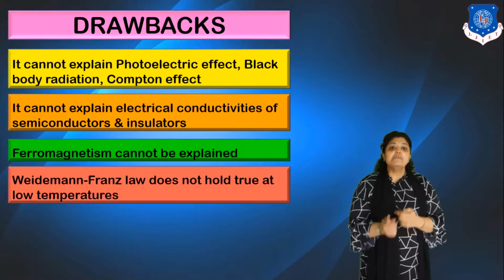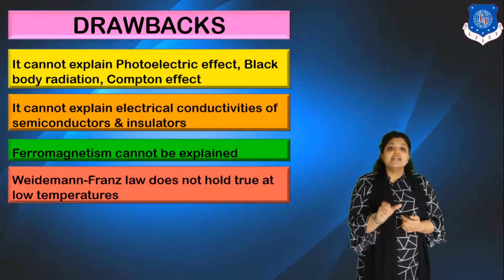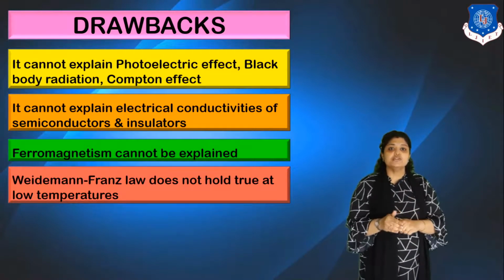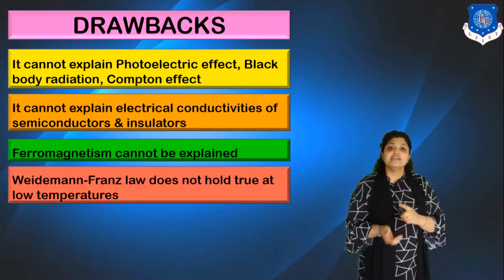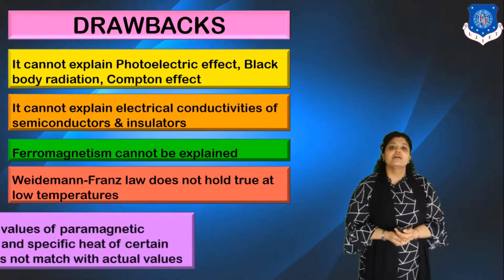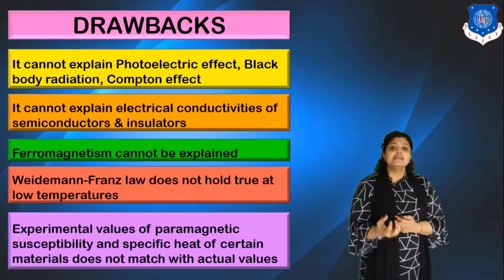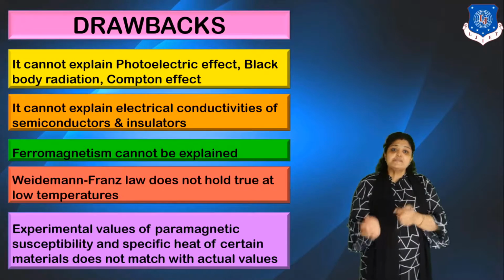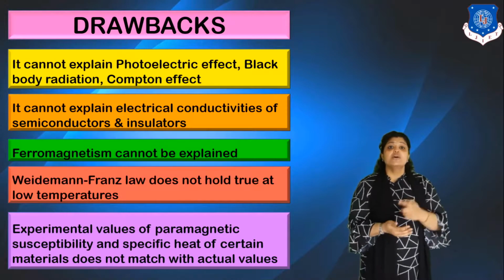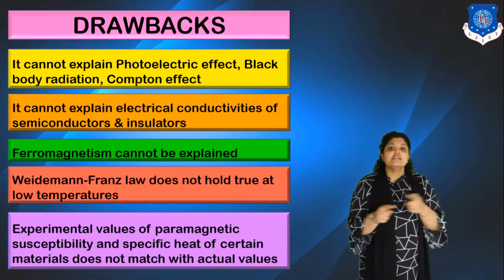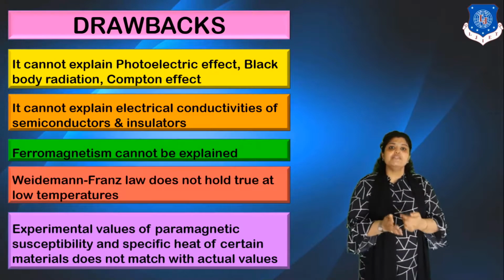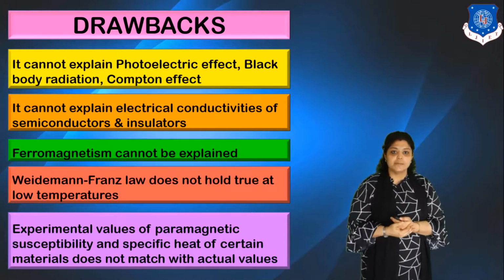Then we have Weidemann-Franz law. It does not hold true at low temperatures because this law deals with thermal and electrical conductivity, and when you deal with very low temperatures, both the conductivities vary differently. Lastly, we have paramagnetic susceptibility value and specific heat value of certain materials. When the experimental value based on this theory were compared with the actual values, there was a mismatch. So these are some drawbacks which led to the failure of classical free electron theory.